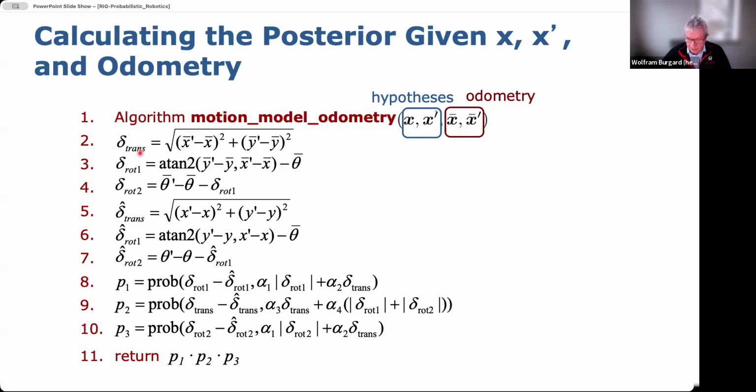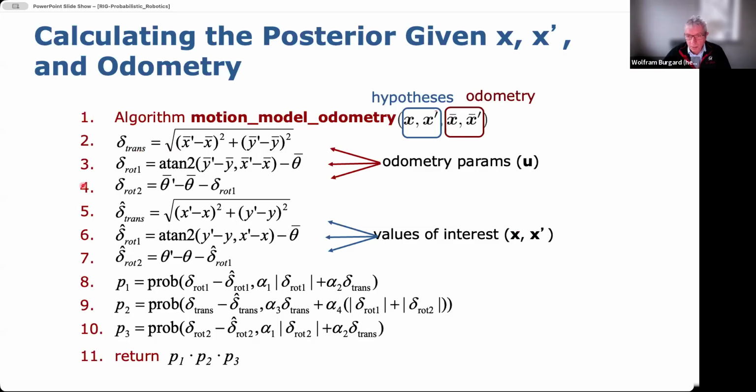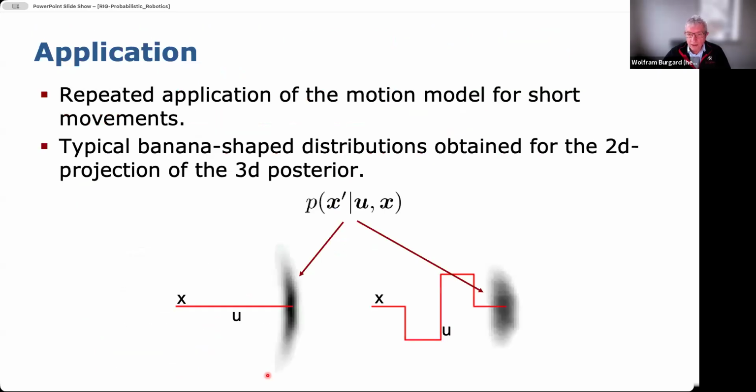What we're doing here is nothing else but calculating the odometry parameters and the query parameters, or the delta, these three deltas for the query values. And then we are evaluating the probability of these query values given the odometry parameters. This is what we see here, shifted to 0 by this difference. In the end, we're just returning the product of this. This is already sufficient to get decent distributions out of this.